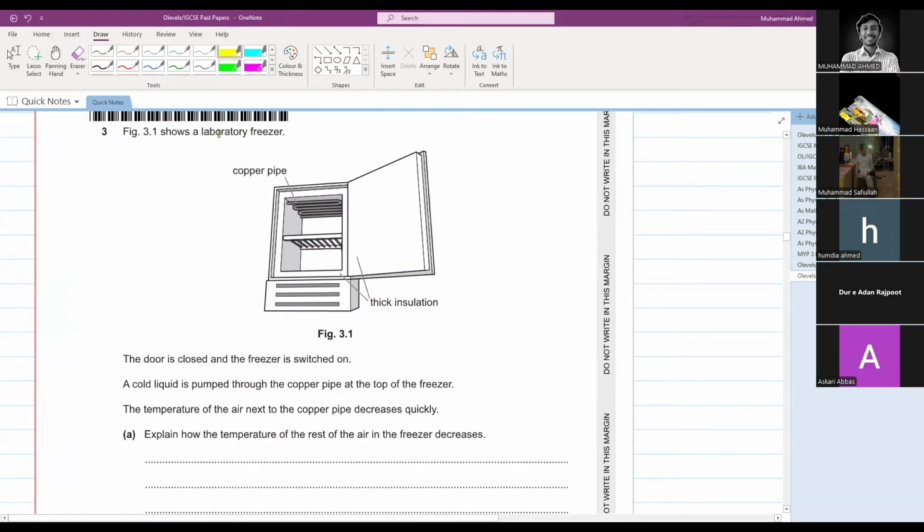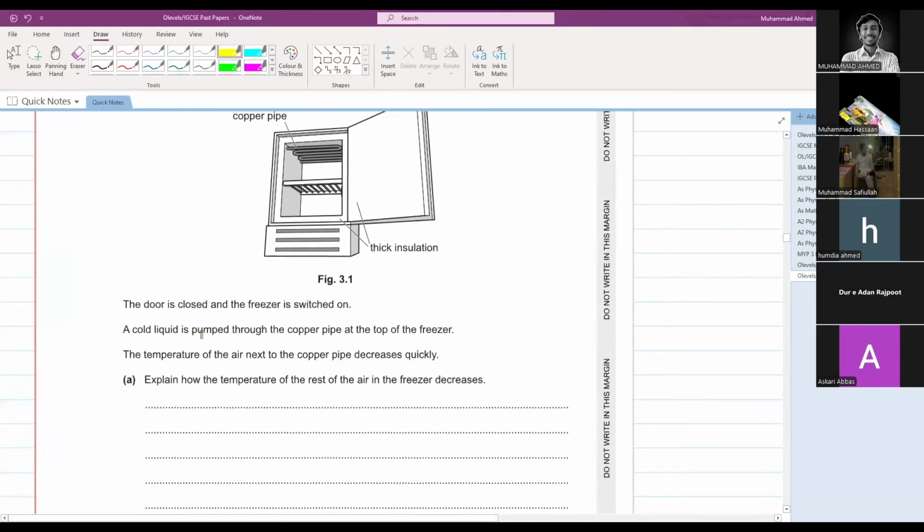Figure 3.1 shows a laboratory freezer. The door is closed and the freezer is switched on. A cold liquid is pumped through the copper wire at the top of the freezer. So we have a cold liquid here. ये सारी yellow highlighted जगह पे we have a cold liquid. The temperature of the air next to the copper pipe decreases quickly.